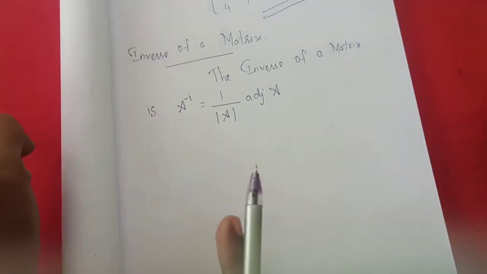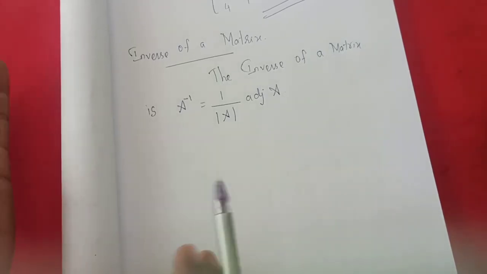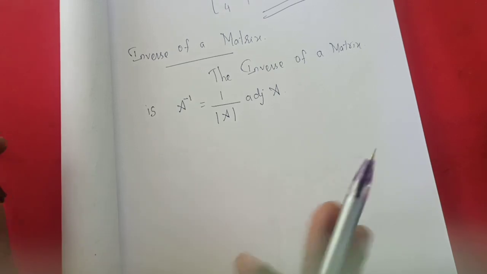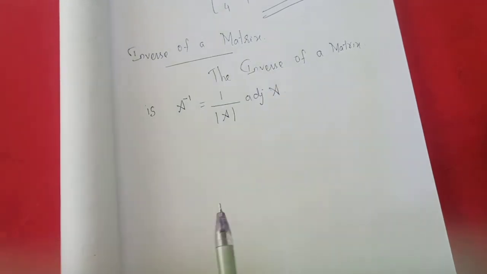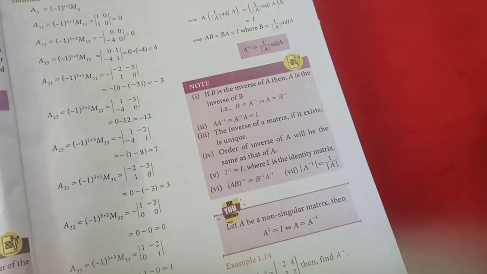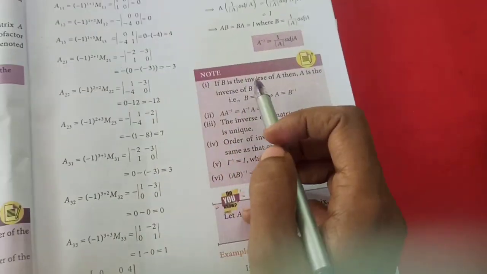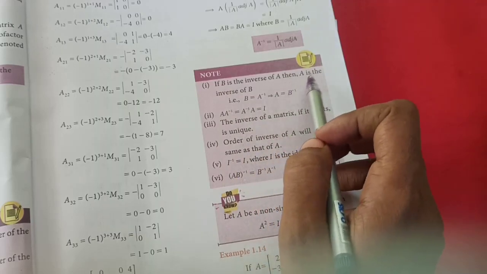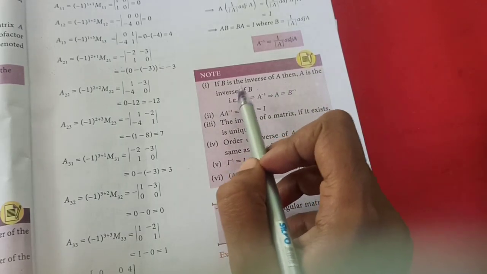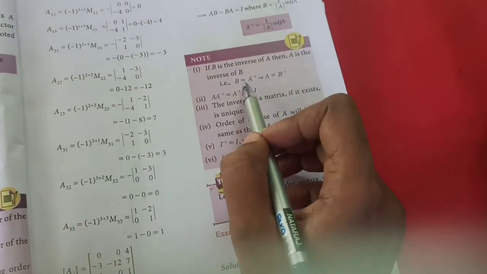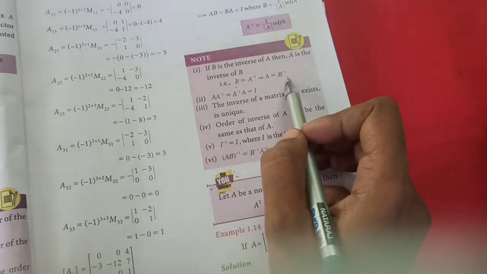Already I taught you how to find the determinant, and how to find the adjoint of A. So you just find the two values and substitute. That's all. Then in your book there are some notes, I am just reading them, you go through them in your book. If B is the inverse of A, then A is the inverse of B. That means B equals A inverse, A equals B inverse.